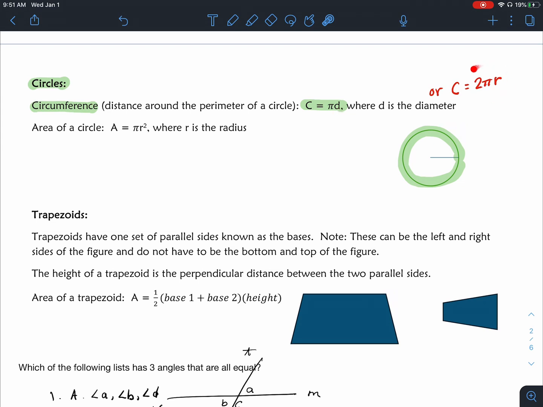Now you don't want to confuse that with the formula for the area of a circle. The area of a circle is pi r squared. Pi r squared then gives you all of the area, the space inside of the circle.